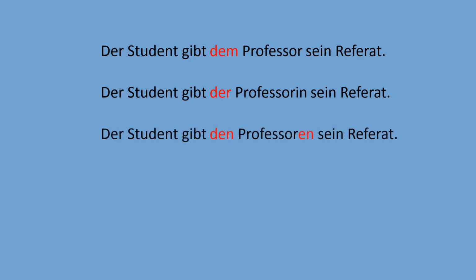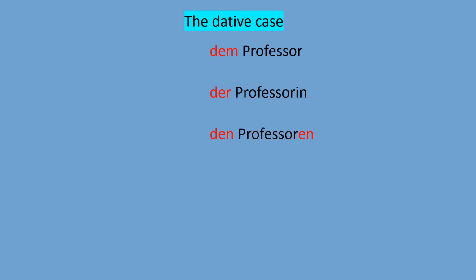And if we would use the plural form of professors, so many professors, we would have to change the article plus add an additional ending at the same time. "Der Student gibt den Professoren sein Referat." So this is how the dative case works. The dative case is modified by specific articles, and keep in mind, in the plural, the specific additional ending -en.